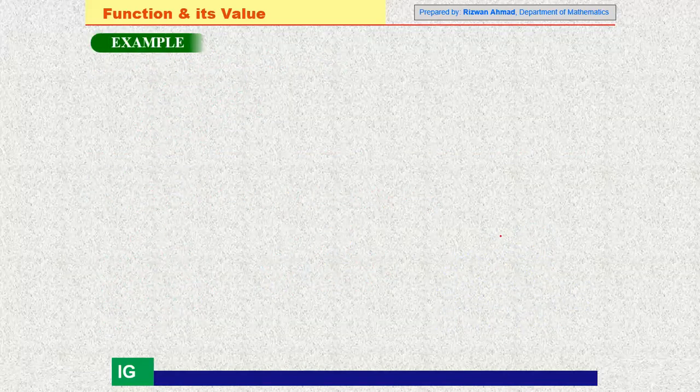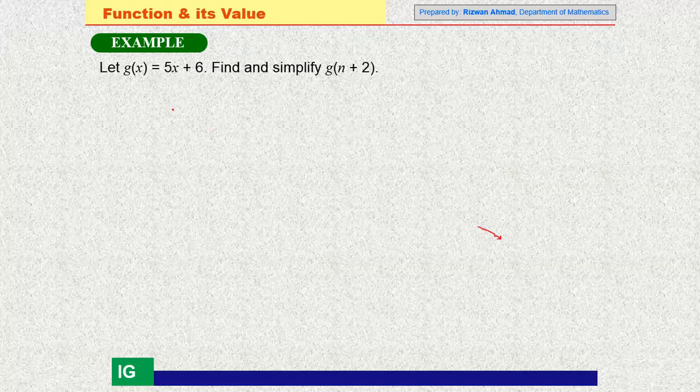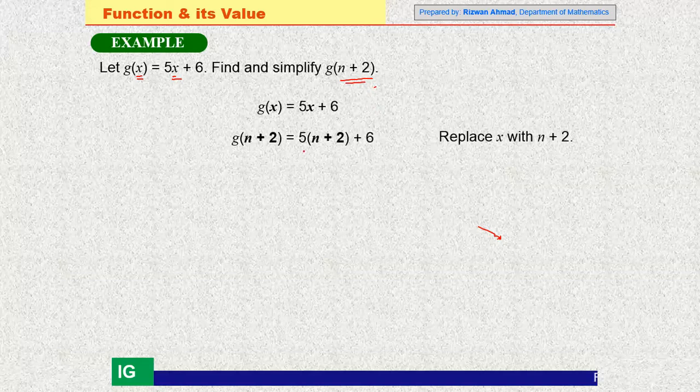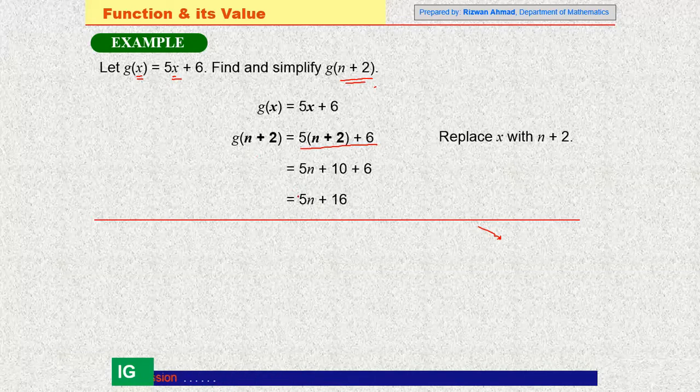Now another example is, let g(x) is equal to 5x plus 6. Find and simplify g of n plus 2, which means that this x will be replaced with n plus 2. So now we have to just simplify it. When we simplify, we will get this. So the final answer is 5n plus 16.